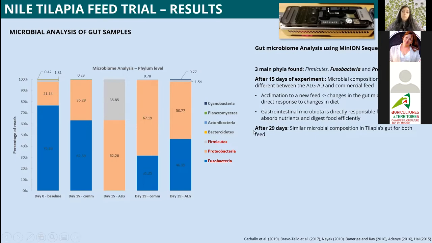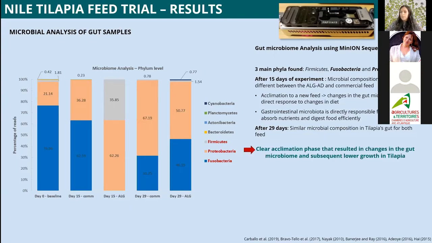However, after 29 days of experiment, so at the end of the experiment, we could see that the gut microbiome was similar again between the commercial diet and the ALG-AD feed. This shows that this acclimation was only temporary and that the gut microbiome could recover and go back to normal levels, or at least levels comparable to a commercial feed.